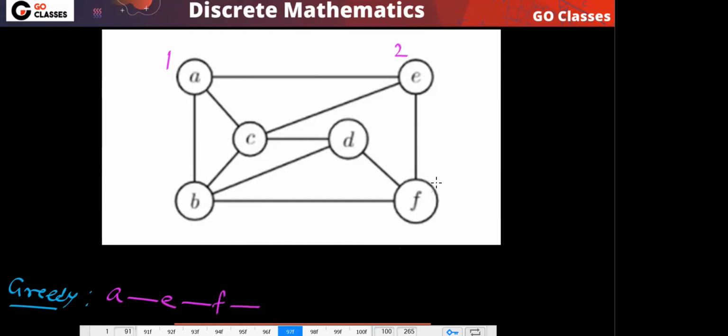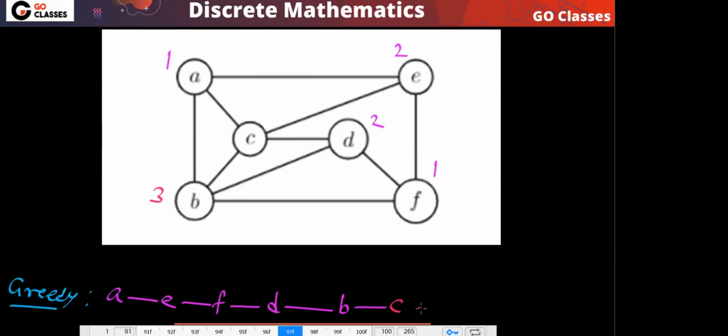Which color will I give to F? I can reuse color number 1. Value 1 is available, so I will use value 1. Then let me go to D. Which value will I use? Value 2. Then let me go to B. After D, I am going to B. So I will use 3.